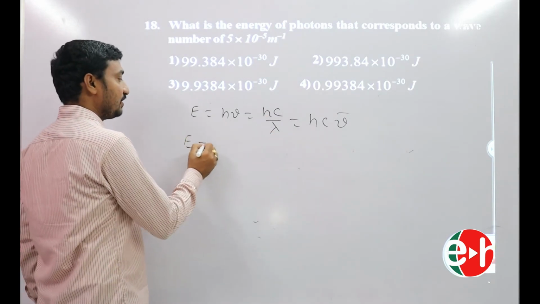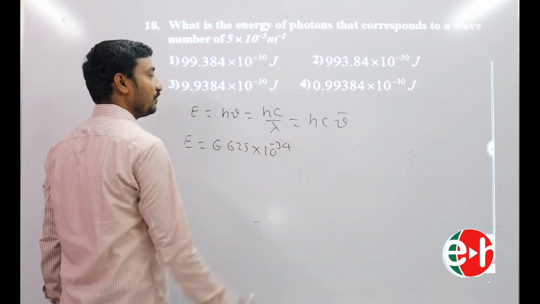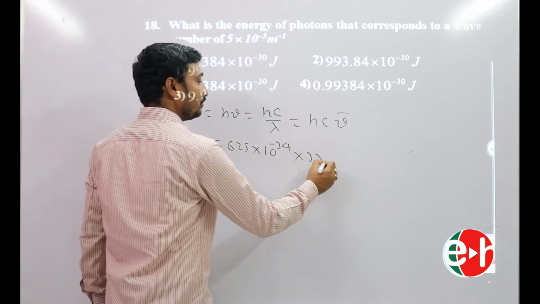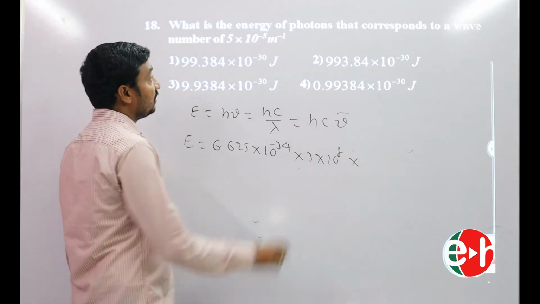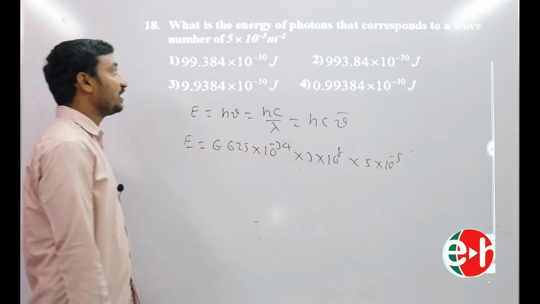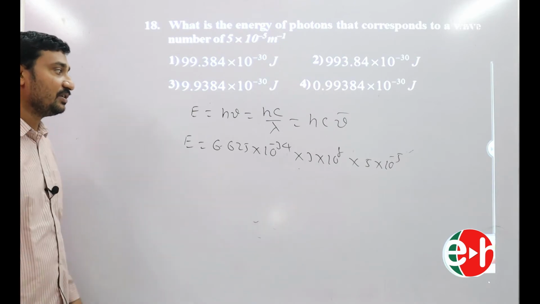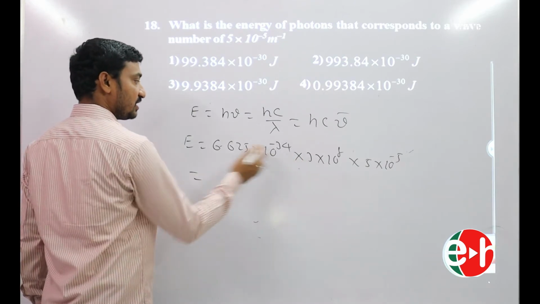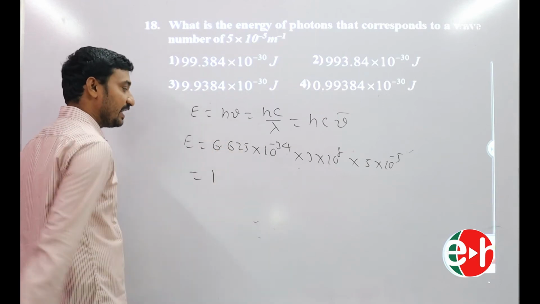Then E is equal to 6.625 into 10 to the power of minus 34 joule second. C value is 3 into 10 to the power of 8 meter per second. Nu bar is 5 into 10 to the power of minus 5 into 10 to the power of minus 5. Now you calculate this value, you will get the answer. Again, 3 into 6.625.